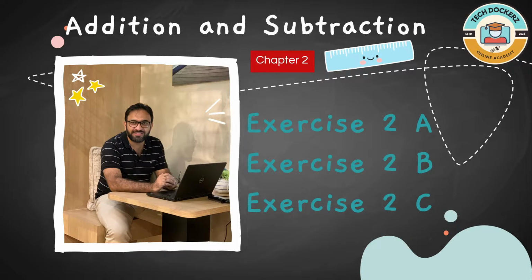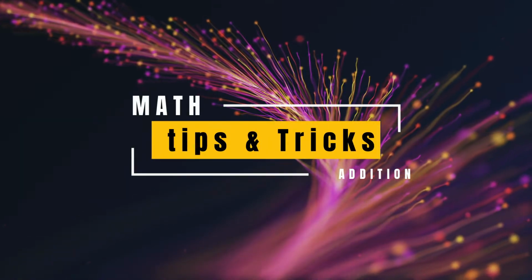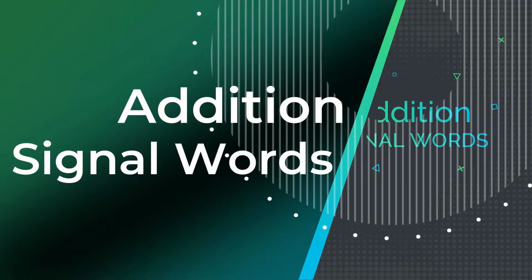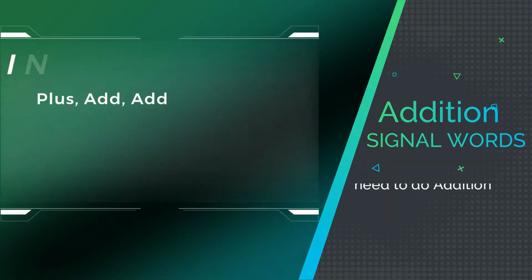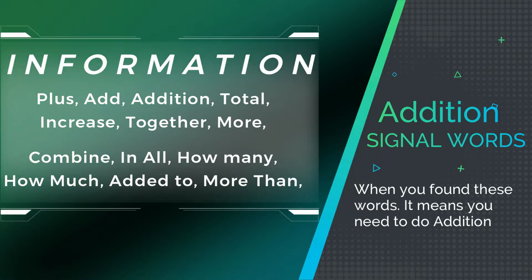But before that, I would like to give you useful tips and tricks to solve word problems. Addition signal words. Signal words means when you find these words in a word problem, you need to do the addition. Signal words are plus, add, addition, total, increase, together, more than, combine, in all, how many, how much, and added to. You can find these words in the description or pause the video and write them in your notebook.